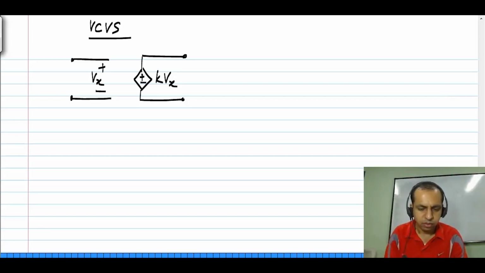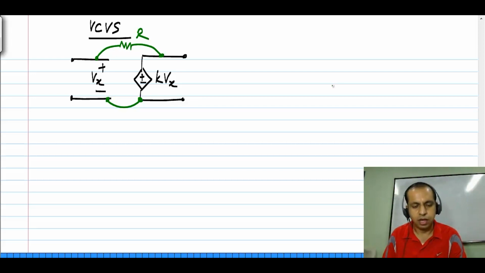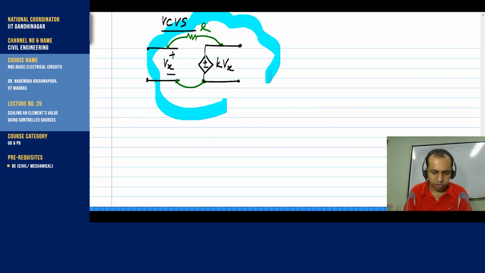Now, let me do a few things. Let me connect these two parts together and let me connect a resistance R between these two. Okay. Now, I'll enclose this whole thing within a box, and what I'm interested in is finding out the equivalent characteristic between these two terminals.